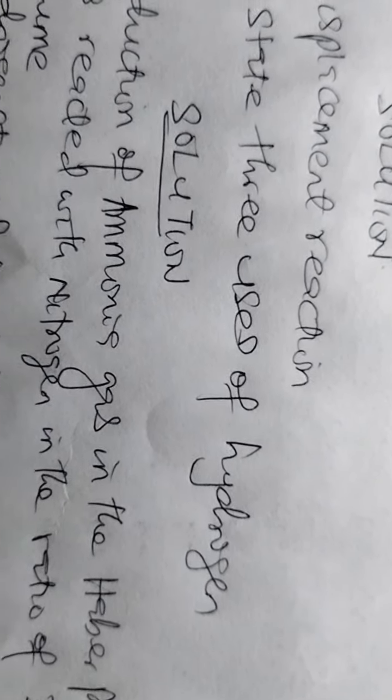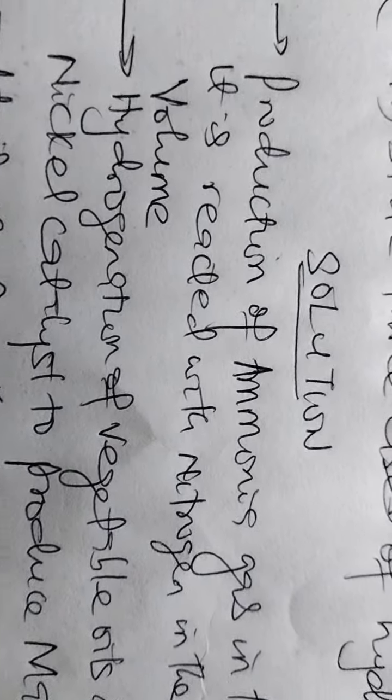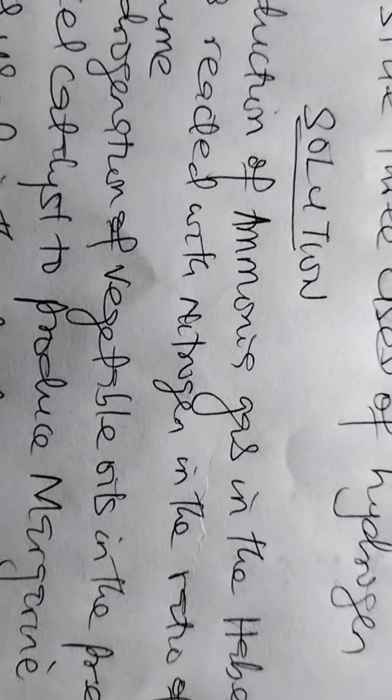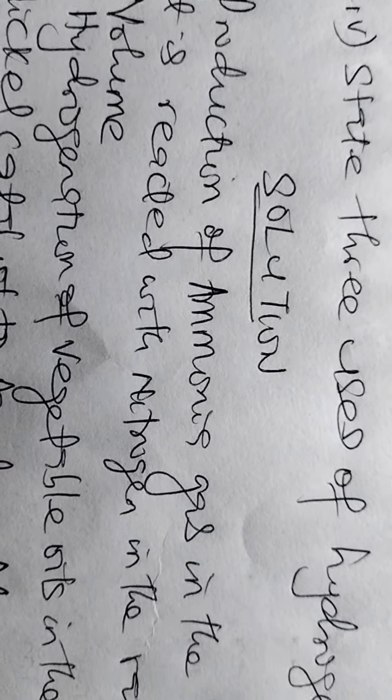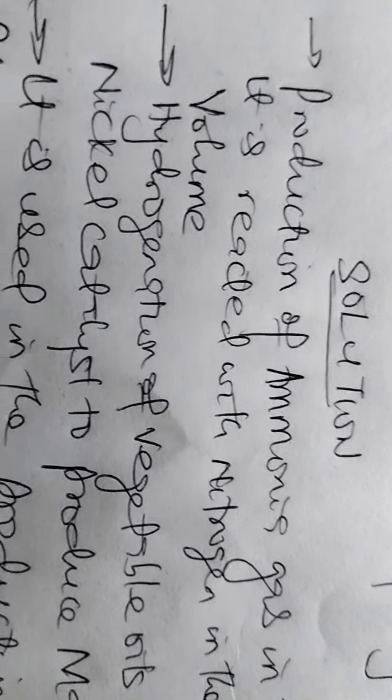3civ, state the use of hydrogen gas. First, production of ammonia gas in the Haber process, when it is reacted with nitrogen in the ratio of 3:1 by volume. So hydrogen gas is used to manufacture ammonia in the Haber process.